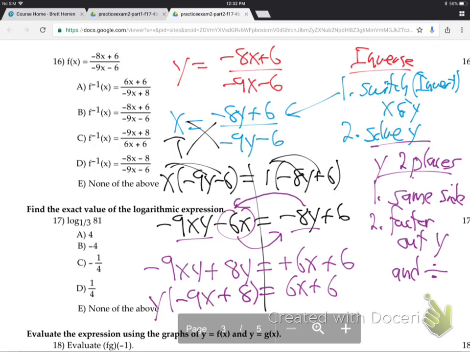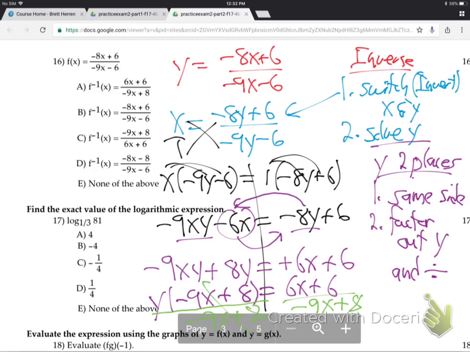And last step, divide. Can you read that? I don't know why that other thing's in the way. Divide by minus 9x plus 8. Boom. I got y alone. So that's some fancy algebra there, something you have to do a lot of in calculus, the y in 2 places kind of thing.